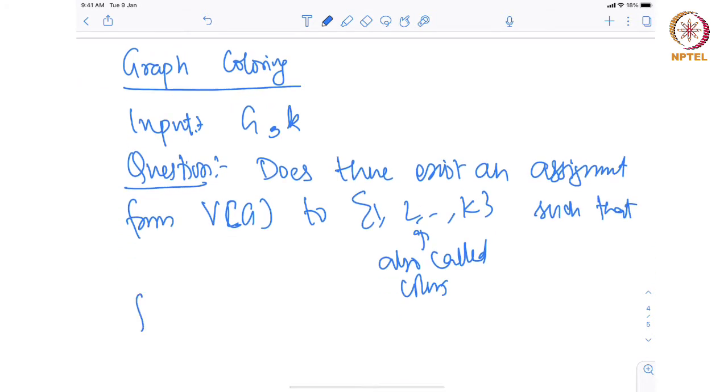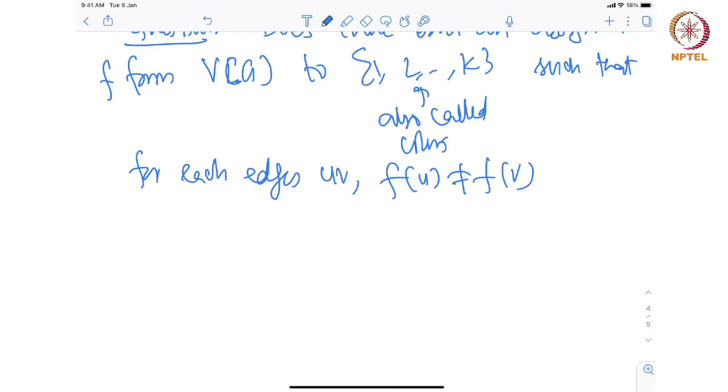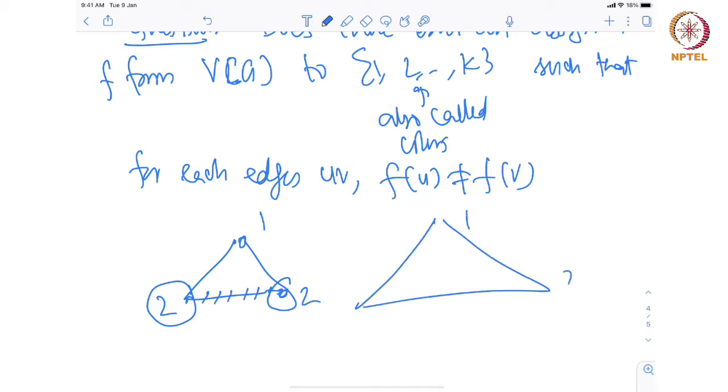Such that for each edge UV, the assignment f(u) is not equal to f(v). Okay. So basically you have a graph and you want to assign numbers. For example, this is not a proper coloring because there is an edge here, and both endpoints have been assigned the same color. But this is a proper coloring, because look at any edge, the assignment maps to different integers.